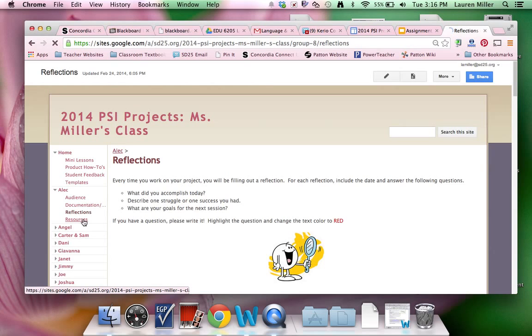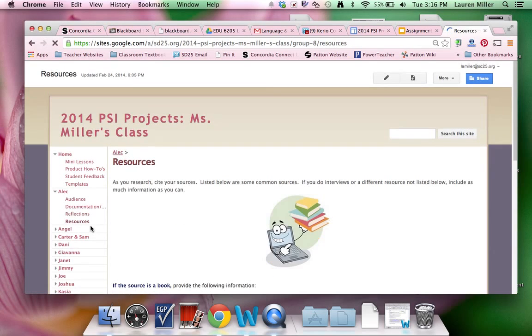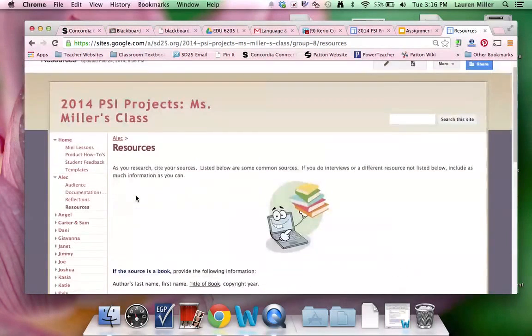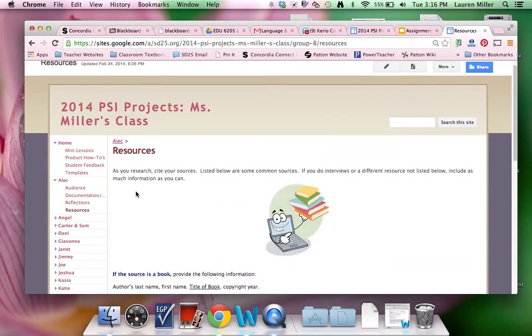And then the resources page, we really emphasize the importance of not taking credit for work that you haven't produced. So this is just their way to cite their sources, and they would cite that at the bottom of the page.